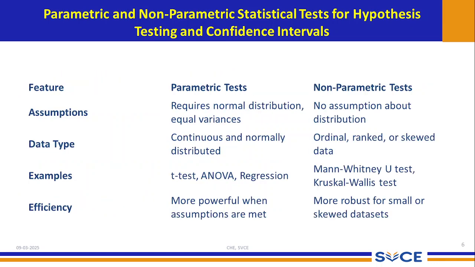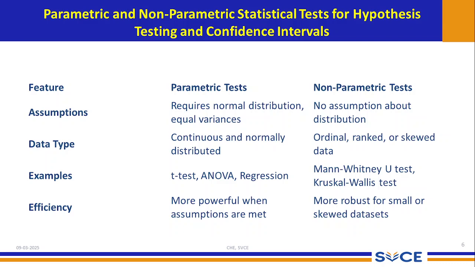So, what are the assumptions made in the parametric test, and what is the assumption made in the non-parametric test? The parametric test requires normal distribution, so there is no assumption about distribution in the non-parametric test. What is the data type? Continuous and normally distributed for parametric, whereas non-parametric handles skewed data, that is, data that is compacted or reduced. So, ordinal, rank or skewed data.